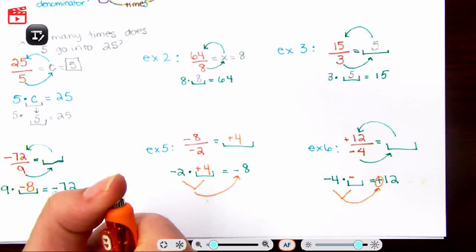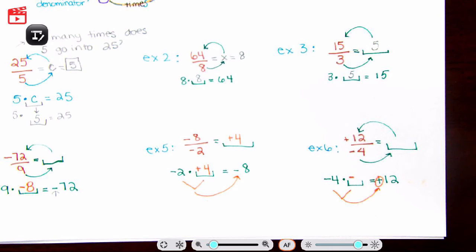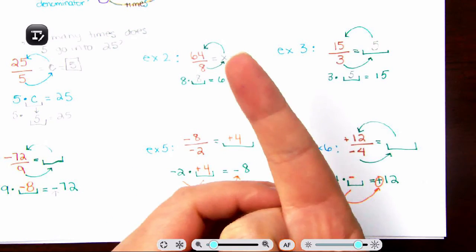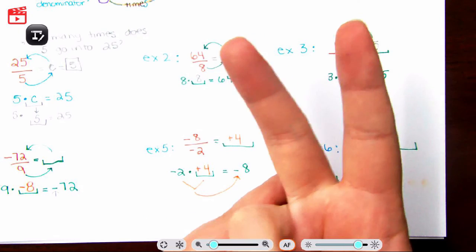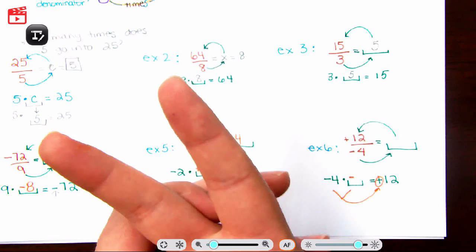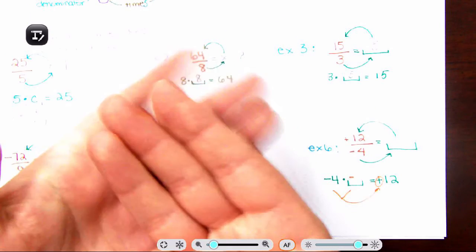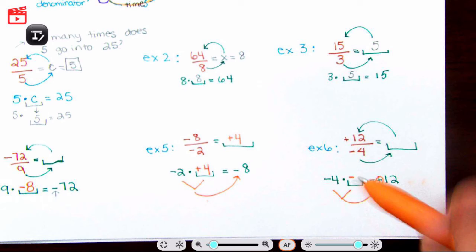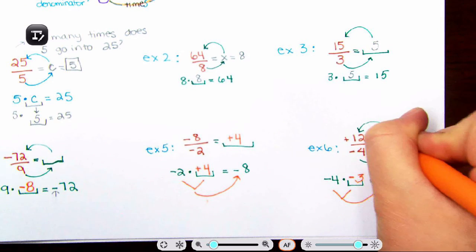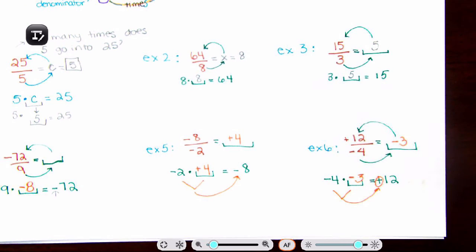If you watch my multiplication tricks video, you know how to quickly do your multiples of 4. However, I choose to count with my fingers, so I have 4. 4 plus 4 is 8. 8 plus 4, 8, 9, 10, 11, 12. So I have 3 fingers up. That means 4 times 3 is 12. So I'm going to write 3 here, and I'm going to write negative 3 as my answer.